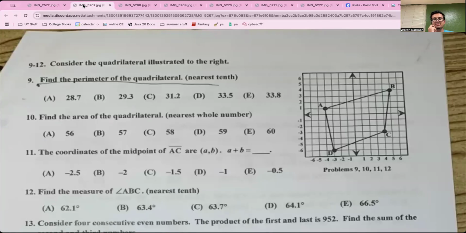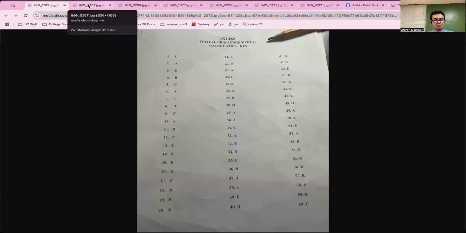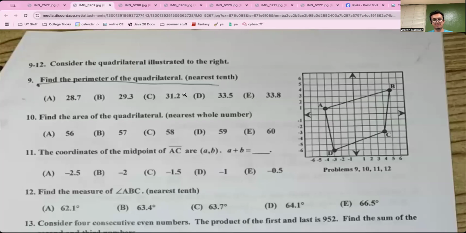Number 9, I'm not really going to explain. I feel like most people will be able to get the idea. Just use the Pythagorean theorem 4 times. You figure out the change in y and change in x, square, add, square root, and you get the side length. Repeat that 4 times and you get the perimeter. Hopefully it's 31.2. And yeah, my throat is so sore.